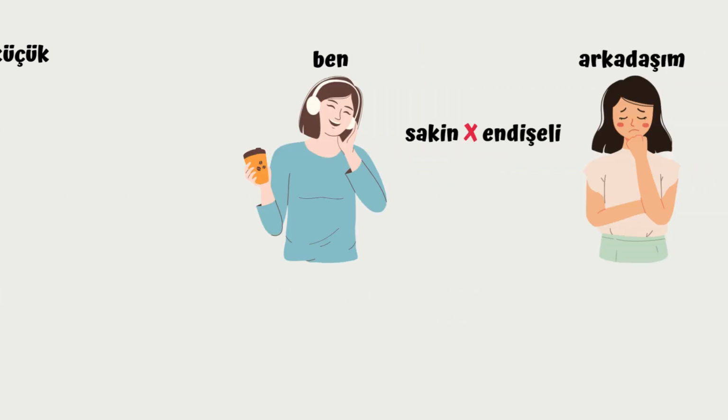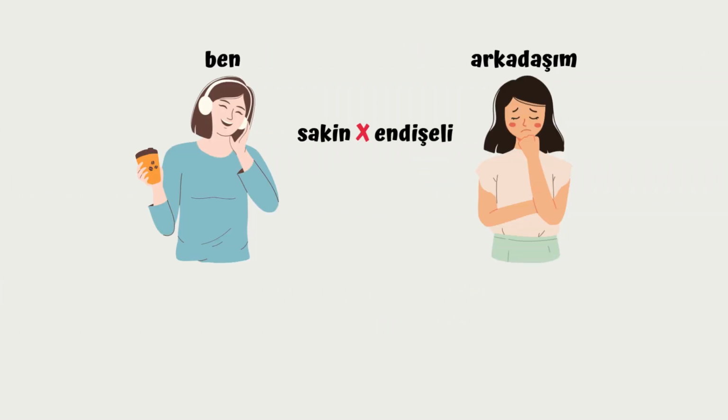Okay, let's take a look at another example. So that's ben and arkadaşım, my friend. And we're going to use sakin and endişeli. Sakin is calm, laid back, comfortable. Yeah? And endişeli is worried. Okay, I'm giving you some time. You can pause here if you want to. Okay, I'm giving the answers.